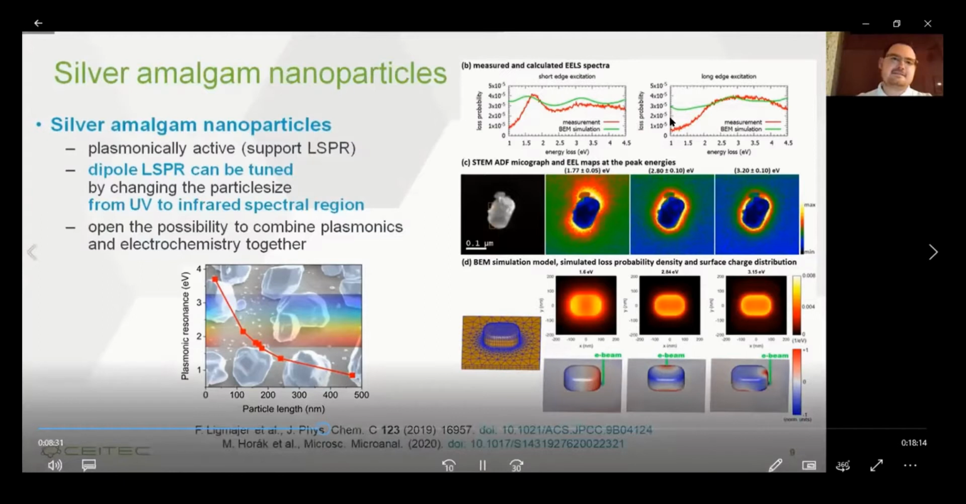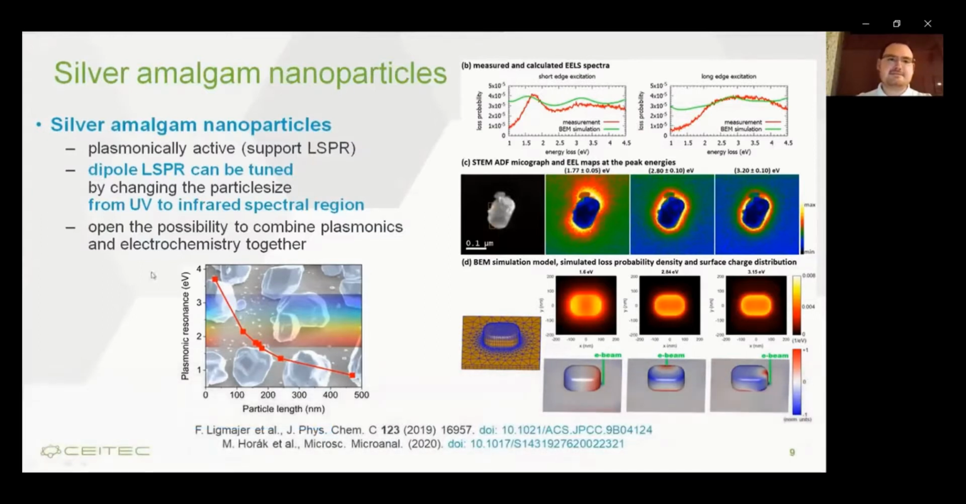And the important result is that the dipole plasmonic resonance can be tuned by changing the particle size from the ultraviolet to the infrared spectral region. So this opens the possibility to combine plasmonics and electrochemistry together in the future.